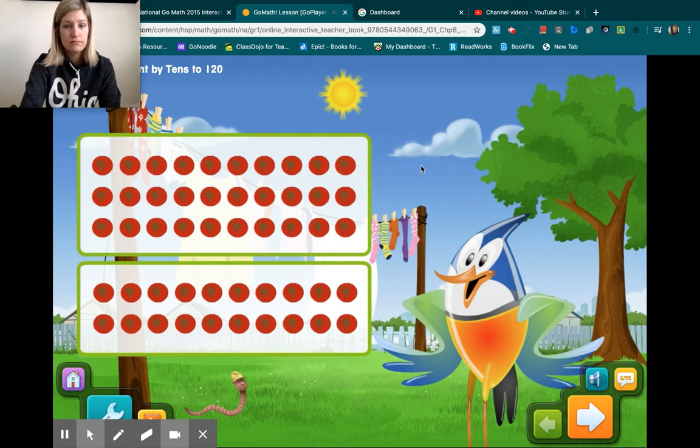Wow! There are 10 tomatoes in each row. How many rows are there? Here are 3 rows, and here are 2 more rows. That makes 5 rows. That seems like a whole lot of tomatoes. I wonder how many there are. Counting by tens might help us find out. Let's see what we can learn.